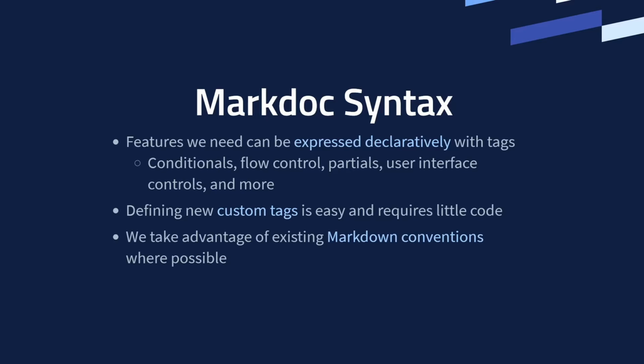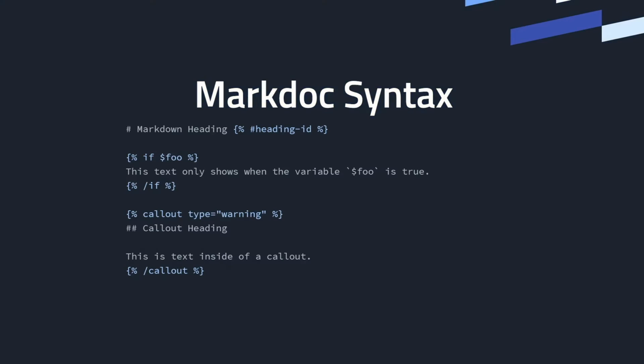I don't want to get too far into the weeds discussing how to use Markdoc, but I thought it might be helpful to show an example. In this example here, I've highlighted the custom Markdoc syntax, and I've left conventional Markdown parts in gray. So you can see a conditional statement and a callout. There's also an annotation in the heading that adds an ID. The delimiters used for tags are configurable. We picked the brace and the percent sign because it didn't really collide with anything else in our content.